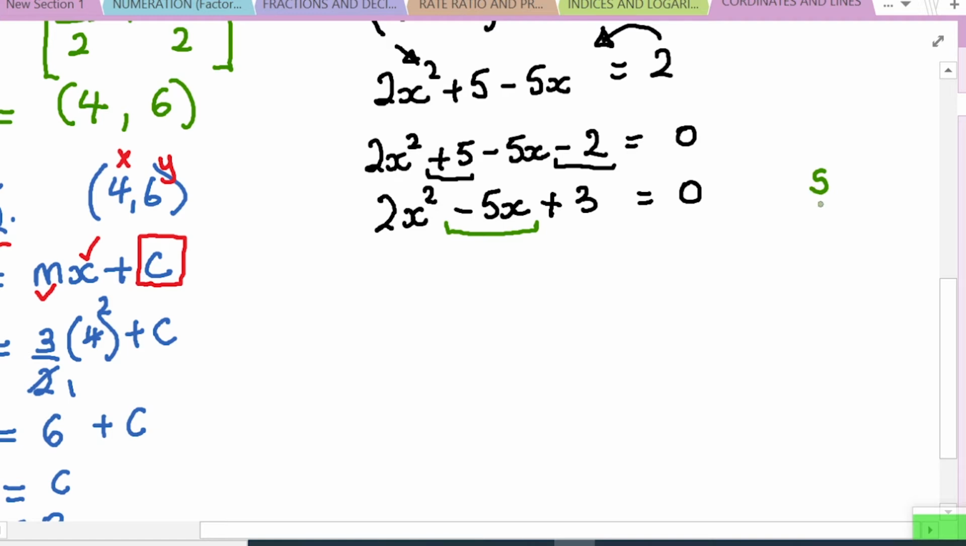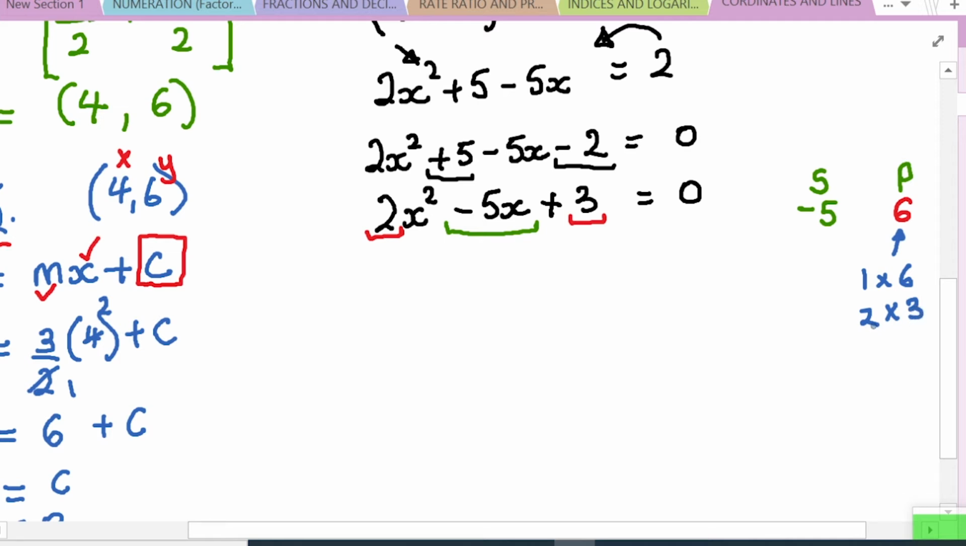When we add those two numbers, they're supposed to give us negative 5. And when we multiply them, they're supposed to give us a product of 3 times 2, which is 6. Like that. So how do we get those numbers? We get those numbers by finding the products of 6. So the products of 6, we have 1 times 6, we have 2 times 3.